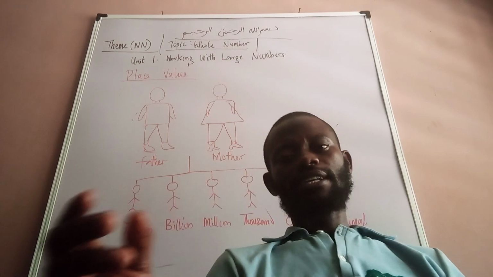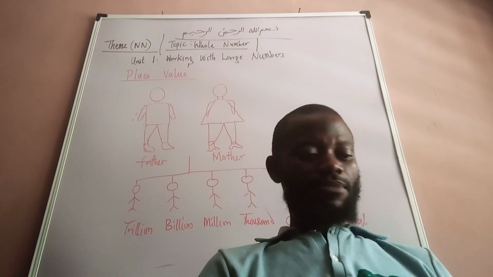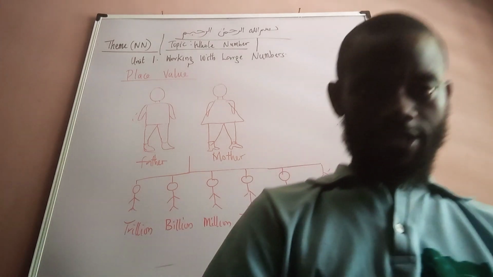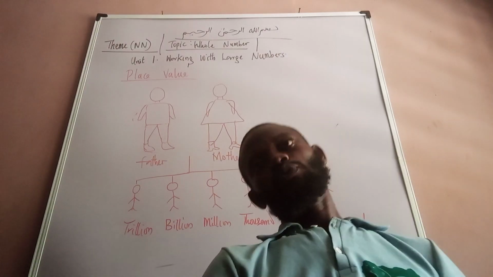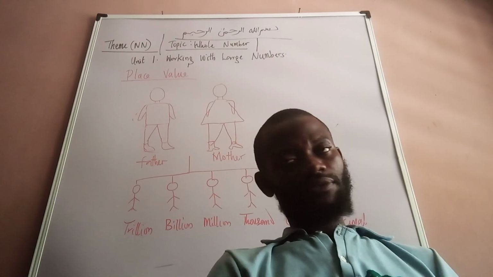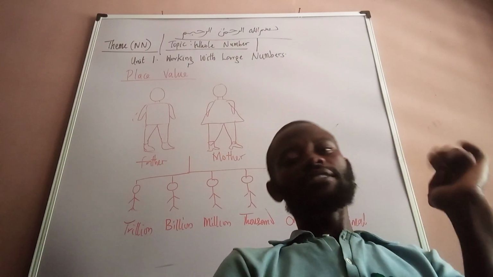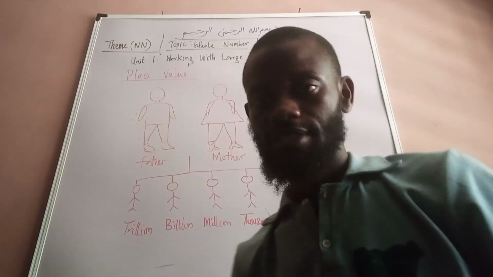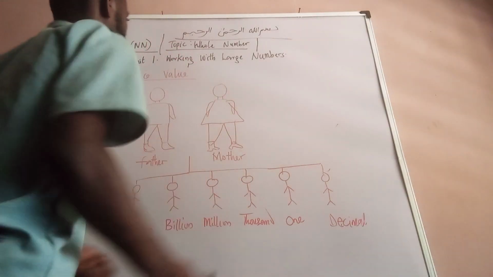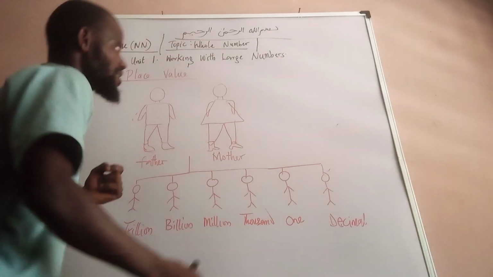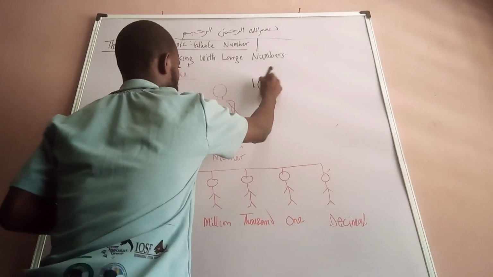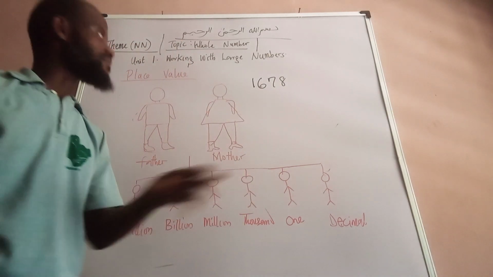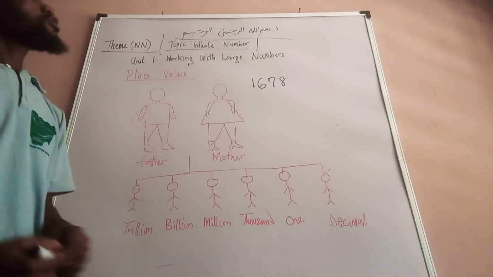All numbers that you might be seeing, all of them have their own place value in the number system. Remember, we are doing numbers and numeration. We are under the theme of numbers and numeration, the first theme of mathematics. Don't forget. Today we are working with large numbers. So let's assume that the number we want to work with today is 1678.